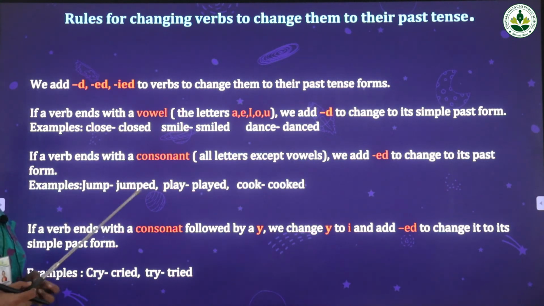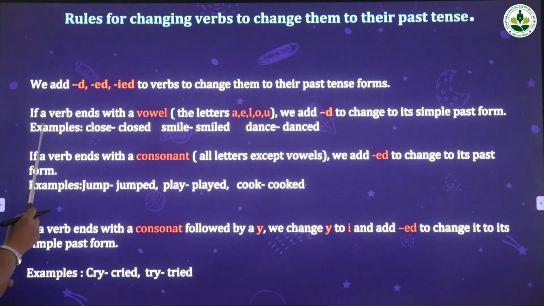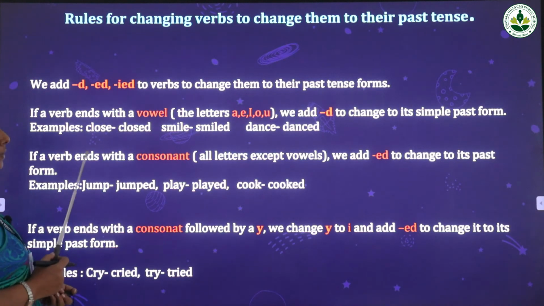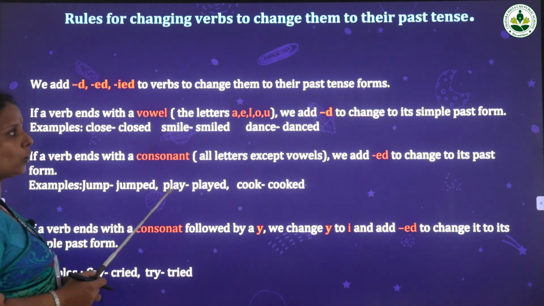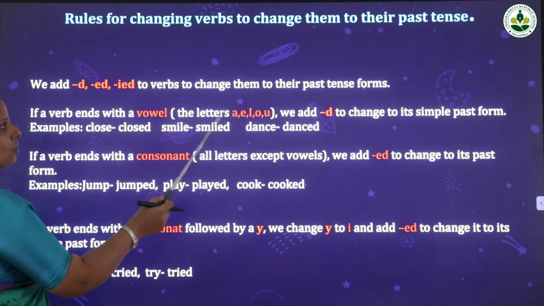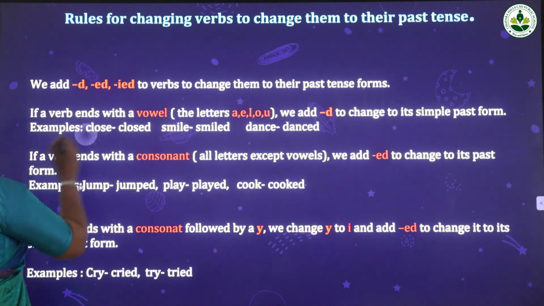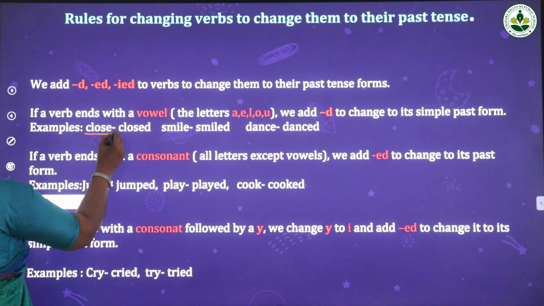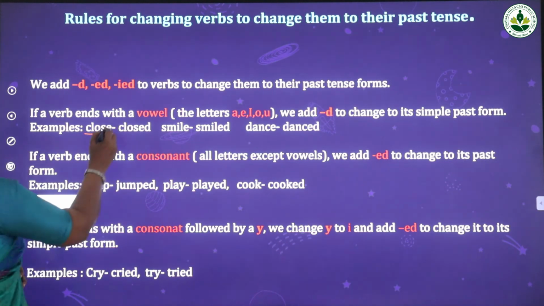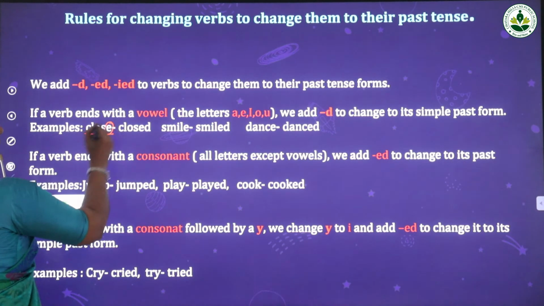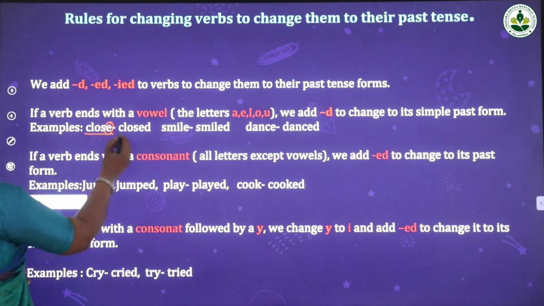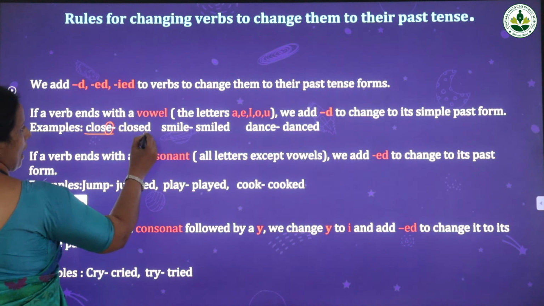And when do we have to add d? If a verb ends with a vowel, that means if a verb ends with A, E, I, O, U, you just add d at the end. Then you will get the simple past form of that verb. For example, close, C-L-O-S-E. In this word, the verb ends with the vowel E, so to form the past form, it is enough to add d.